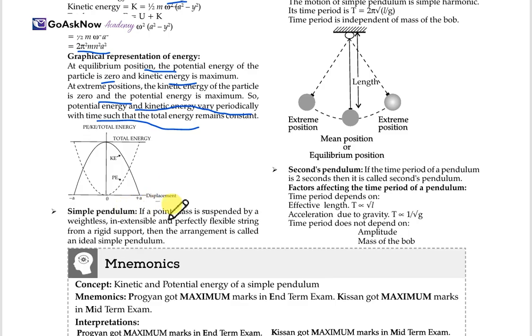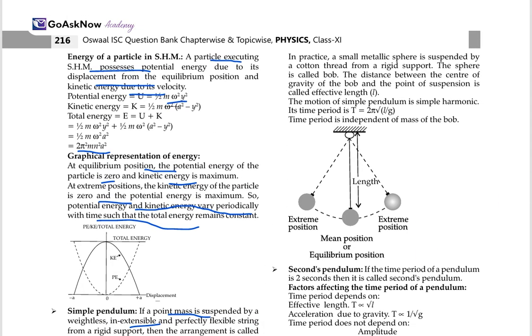Now, the simple pendulum. If a point mass is suspended by a weightless, inextensible and perfectly flexible string from a rigid support, then the arrangement is called an ideal simple pendulum. In practice, a small metallic sphere is suspended by a cotton thread from a rigid support. Just see. The sphere is called the bob, and the distance between the point of suspension and the center of gravity of the bob is called the effective length, represented by small l.